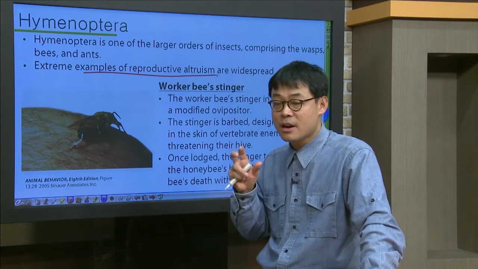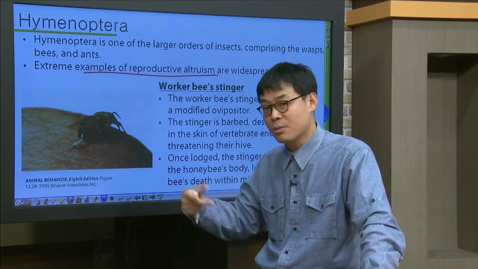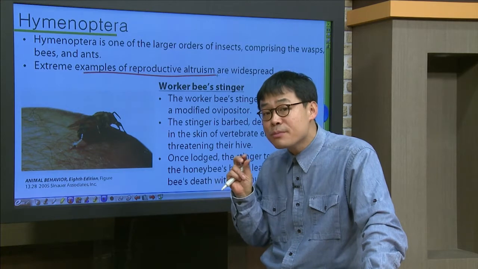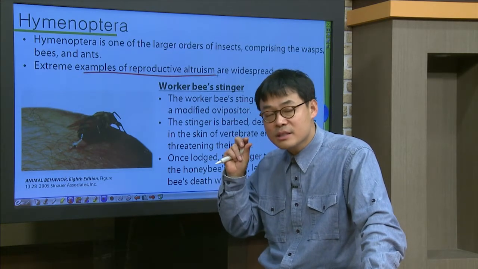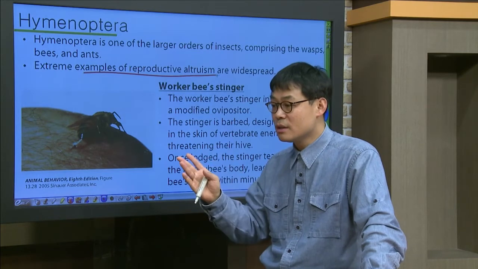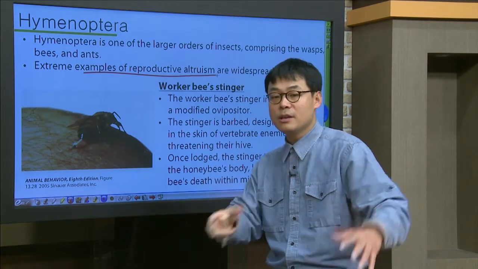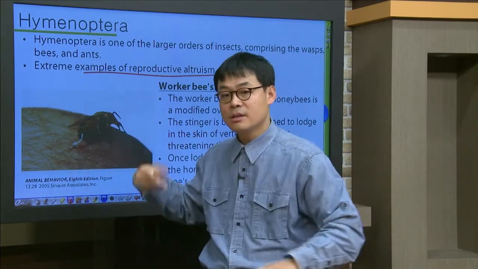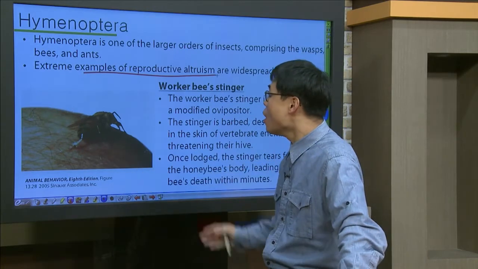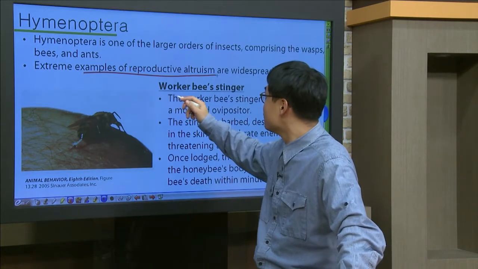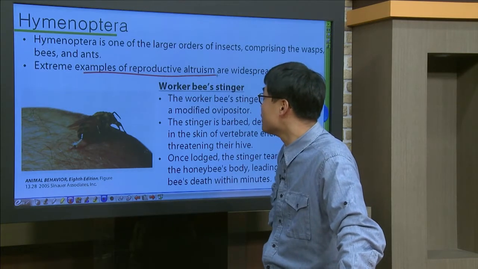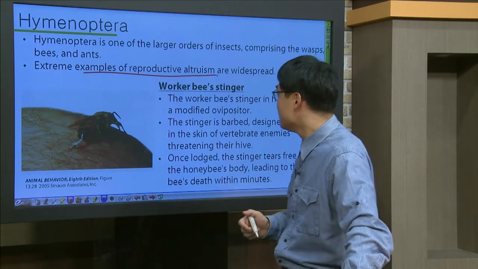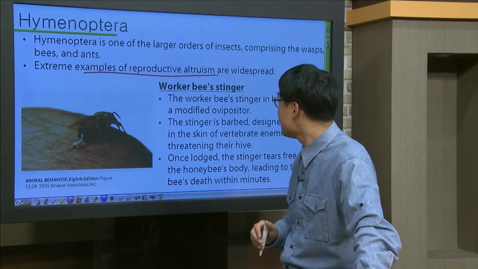They are called workers because they just work and work. That's all they do. And the queens, they only reproduce. She does nothing but reproduce. So there's a huge difference in terms of reproduction. On one side, the worker bees just work. On the other side, the queen just reproduces. Why is there such a difference in reproductive altruism in Hymenoptera? That's what I'm going to explain for the rest of this time.